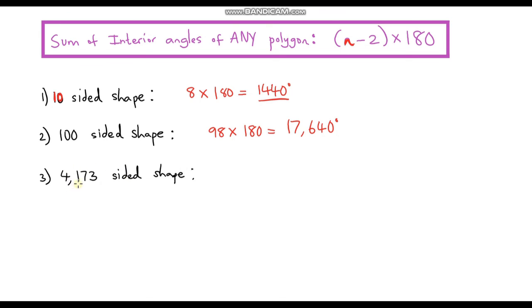The last one is going to be 4,171 times 180, because we just need to take away 2 from the number of sides. Let's type that into the calculator, and that gives us 750,780 degrees. Now, these are a bit excessive, but I'm just trying to reinforce the point that you can use this formula to calculate the sum of the interior angles of any polygon.